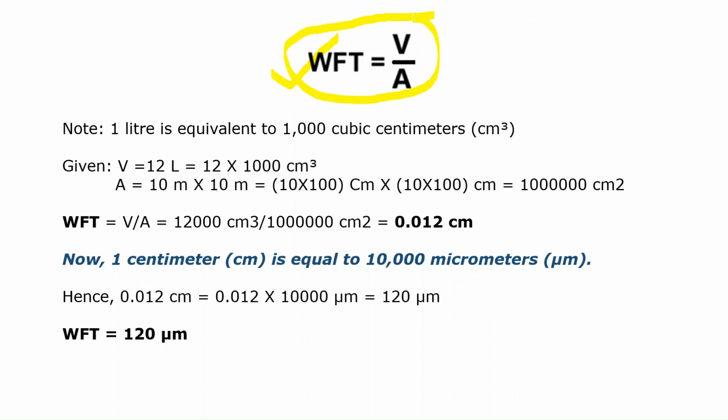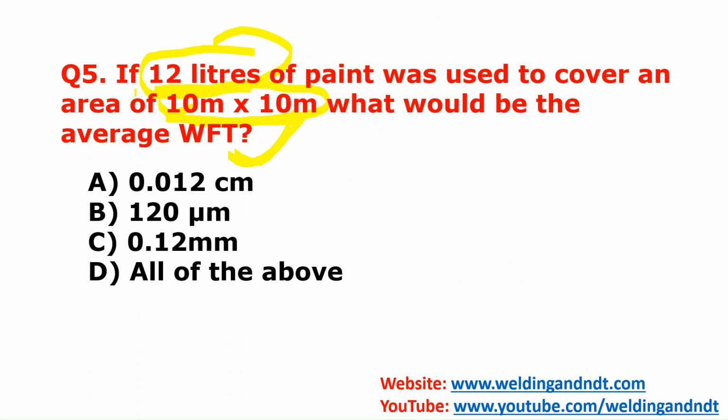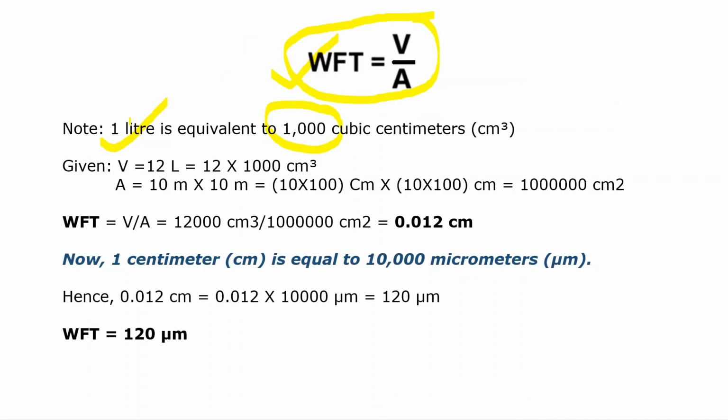To use this formula, first we'll convert our volume and area into centimeters. Now 1 liter is equivalent to 1000 cubic centimeter. You have to remember this, that 1 liter will be equal to 1000 cubic centimeter. In the question they have mentioned 12 liters of paint, so volume is 12 liters. So 12 liters will be equal to 12 into 1000 cubic centimeter, because 1 liter is 1000 cubic centimeter.